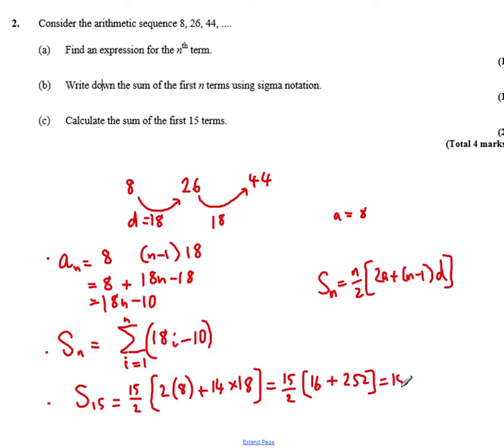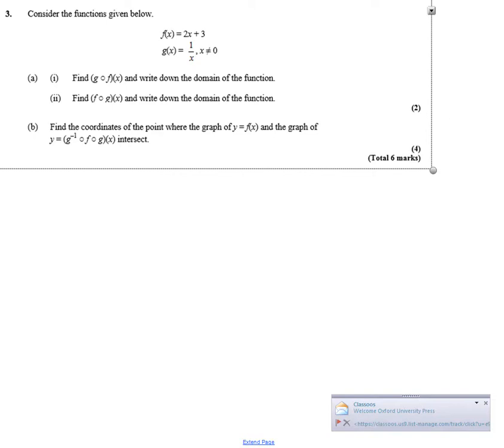Easier to divide both things by 2 before multiplying by 15. 8 plus 126, and then you finish off the maths. And you get 8 plus 126 times 15 is 2010. There we go. Next question.